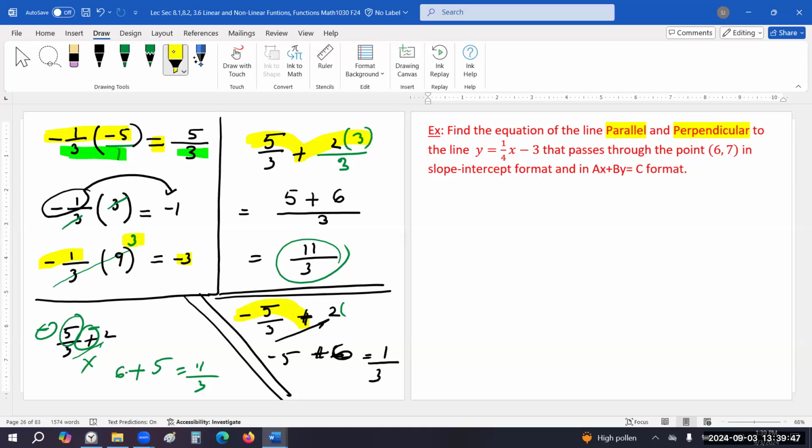They give you the equation of this line, and you want the parallel line. For any parallel line, what type of slope does it have? Think. It's the slope of the original line, the same slope for the parallel. So what is the slope of this line?